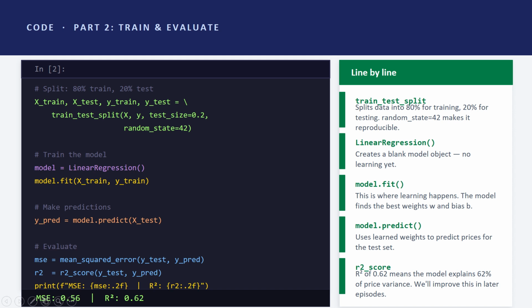model.fit(X_train, y_train). This is the line where learning actually happens. Scikit-learn runs gradient descent internally, iterating until it converges on the best weights. It took roughly 1 second, but internally, that was thousands of iterations. model.predict(X_test) applies the learned weights to the 20% of data the model has never seen. Then we compute mean squared error and R² and print them. You can see the output: MSE is equal to 0.56, R² is equal to 0.62.